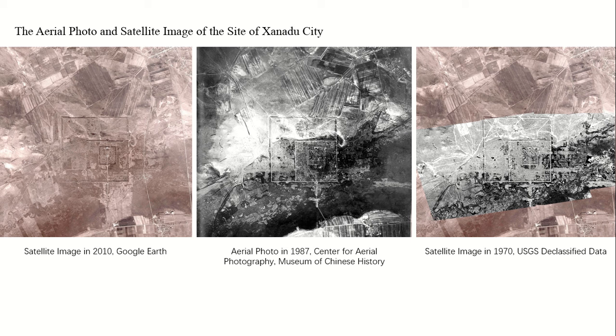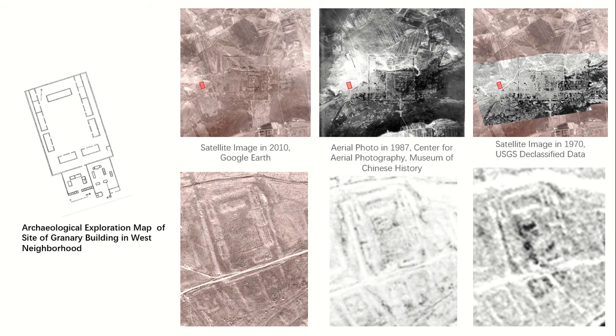Here are the satellite images of the site of Xanadu in 2010 from Google Earth, the historical aerial photo taken by the Center for Aerial Photography, Museum of Chinese History in 1987, and the historical satellite image in 1970 from USGS declassified data. To illustrate the feasibility of the method, we can first compare the images of ruins on the aerial photo and the satellite images with the archaeological drawing.